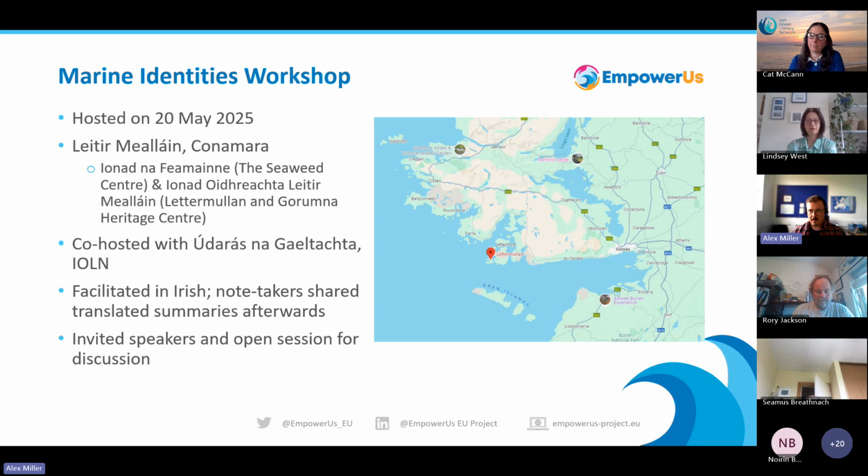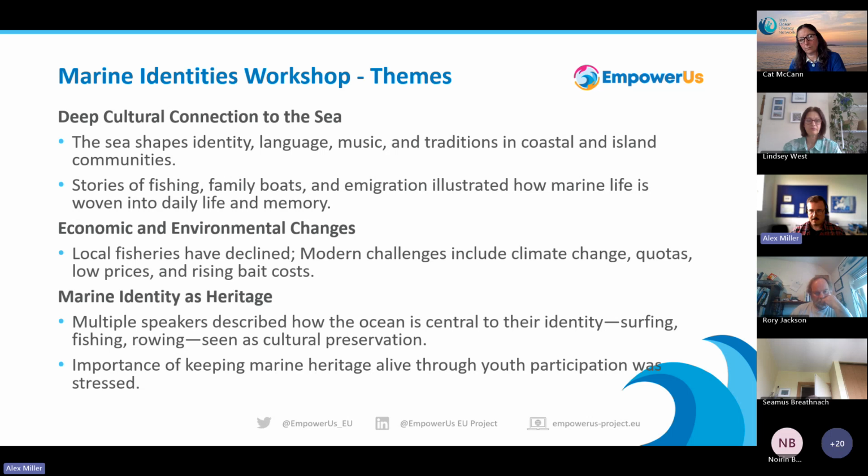And then we also had an open session for people from around the area and people who were connected to the Irish Ocean Literacy Network who had an interest in this topic. And I think importantly, we also were able to invite transition year students to join and share some of their perspectives as well. And it was really nice to get that kind of intergenerational exchange going during the discussions. So, a few of the themes and takeaways from these discussions.